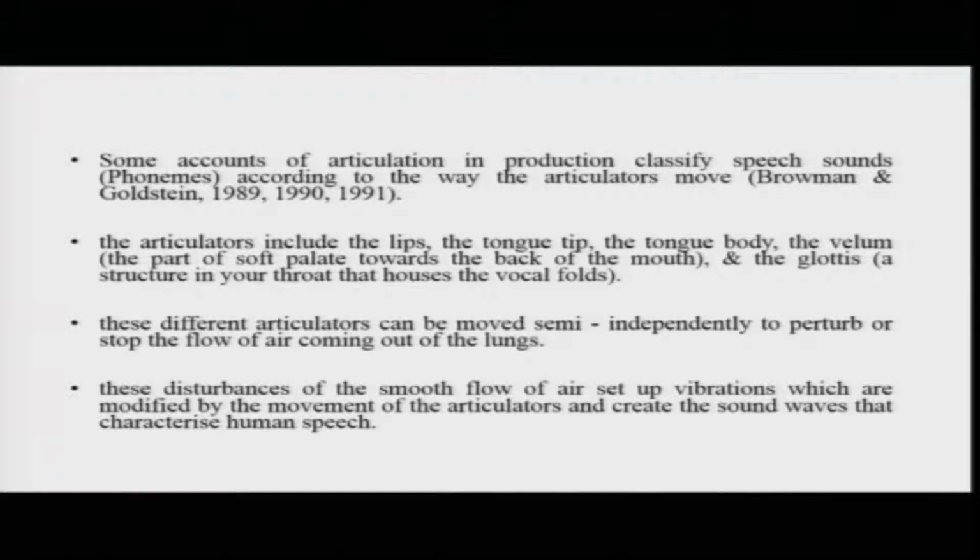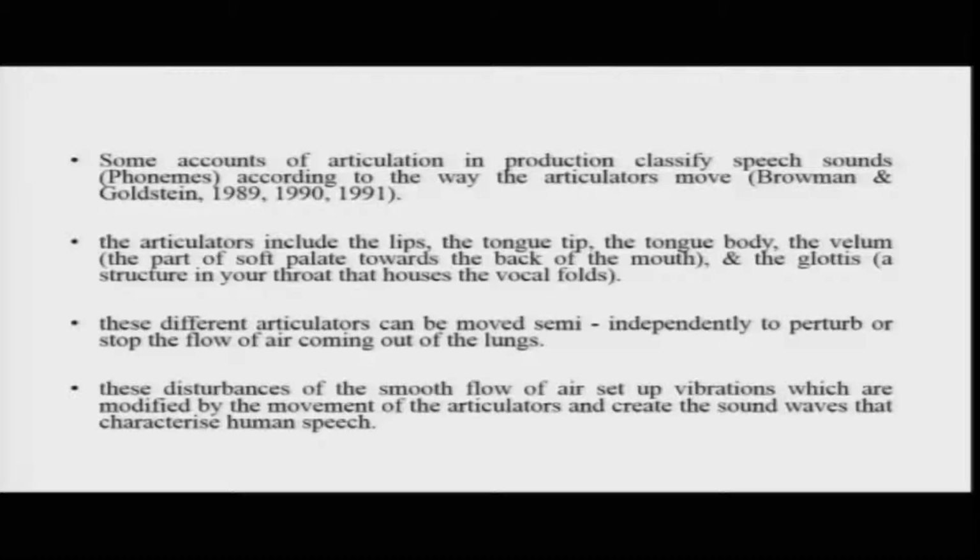Now there are some accounts of articulation that classify speech sounds according to the way the articulators move. The articulators include the lips, the tongue tip, the tongue body, the velum, which is the soft part in the back of your palate, and the glottis. All of this is your vocal tract. These different articulators can be moved semi-independently to perturb or to stop the flow of air coming out of the lungs. So for example, when I say B, I am completely stopping the flow of air, versus when I say Z, I am letting air partially through the teeth and the tongue.